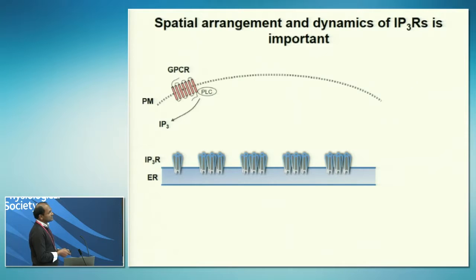IP3 receptors are calcium release channels in the membranes of the endoplasmic reticulum, and they release calcium upon binding IP3 as well as calcium itself. They are the essential link between several extracellular stimuli that activate G protein coupled receptors, which release IP3, and a variety of calcium regulated cellular processes.